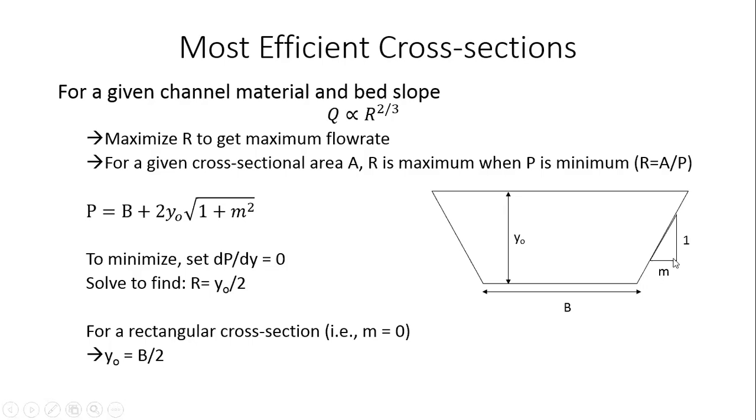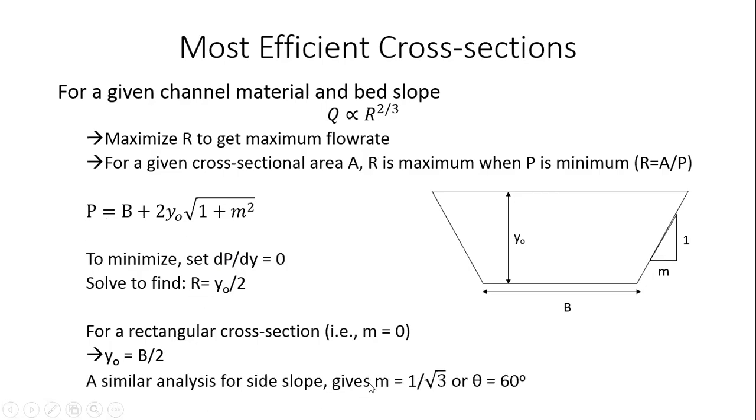But if I want to find out the m at which maximum flow rate happens for a trapezoidal cross-section, then you can apply the same principle. Instead of making y variable, you make m variable. Then you will have to set dP/dm equal to 0 and solve for it. If you do that, you will get m equal to 1 by root 3 or theta equal to 60 degrees, which means if the side angle is at 60 degrees, that is the angle at which you get the highest flow rate Q. It will give you the maximum R, which will give you the maximum Q. So that is also this idea of the most efficient cross-section.